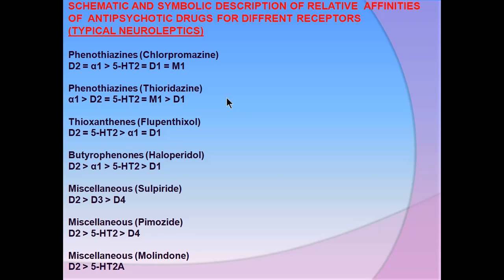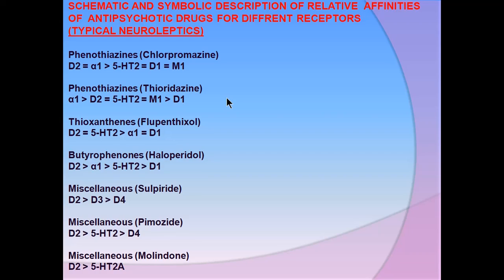Second being thioridazine, also belonging to phenothiazine group, which has most affinity for alpha 1 than for D2, 5-HT2 and M1, and least affinity for D1. Third drug, flupentixol, belonging to thioxanthene group, shows most affinity for D2 as well as 5-HT2 than that for alpha 1 and D1.